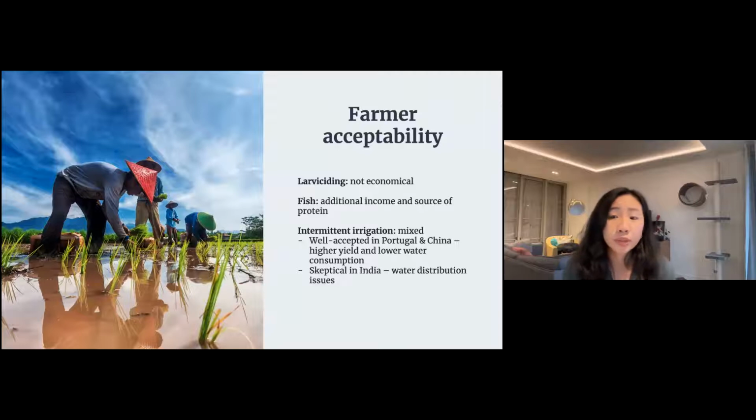So to farmers, larvicides were not economical, especially on an individual field basis. And this is based on discussion points from the eligible studies. Fish were well accepted as an additional source of income and protein, whereas intermittent irrigation was a bit more mixed. It was well accepted in Portugal and in China because of increased yield and reduced water consumption. But in India, even though farmers recognized that it reduced water consumption, they thought that water distribution would be complicated to organize amongst farmers.